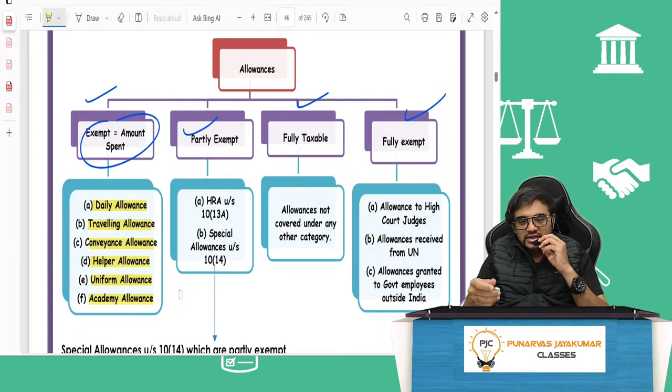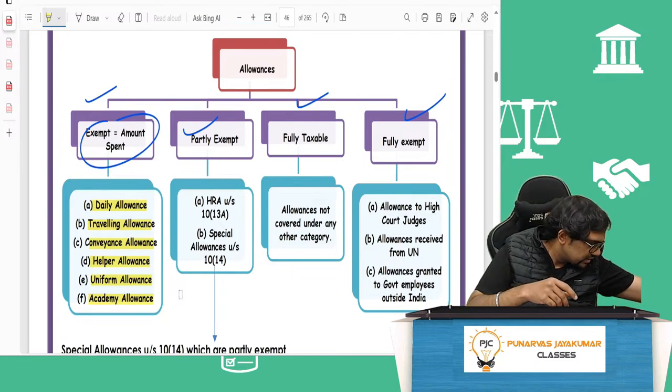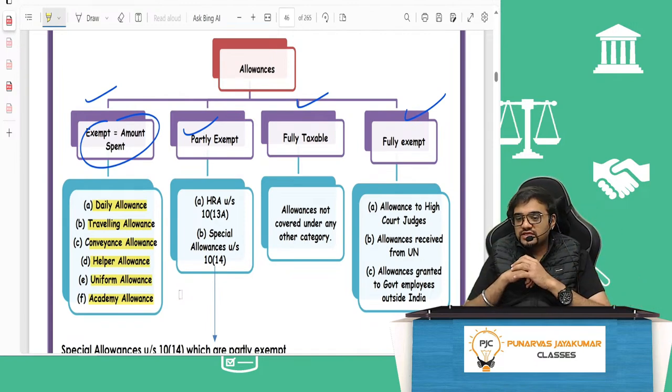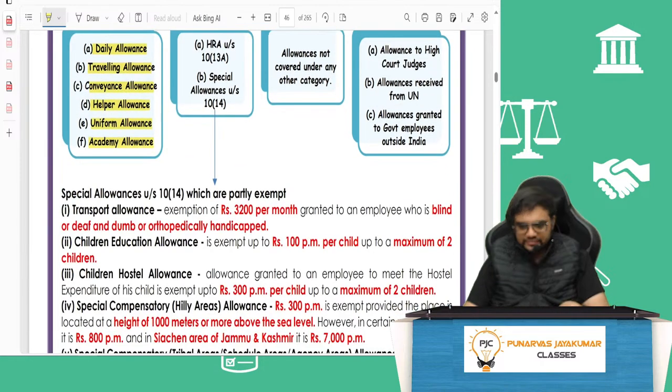Then, partly exempt are house rent allowance, HRA, and other special allowances under section 10(14), which we'll see. Fully taxable are allowances which are not covered under any other category. It's basically useless to have such an allowance because anyway, it's taxable. Fully exempt: allowance to High Court judges is fully exempt for them. Allowance received from the United Nations is fully exempt. Allowance granted to government employees working outside India is also fully exempt.